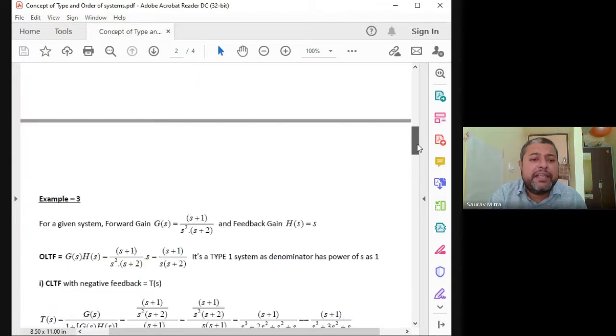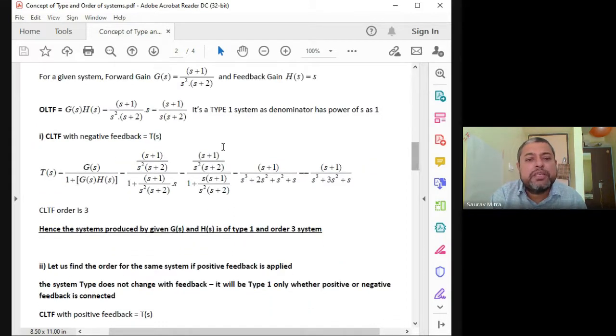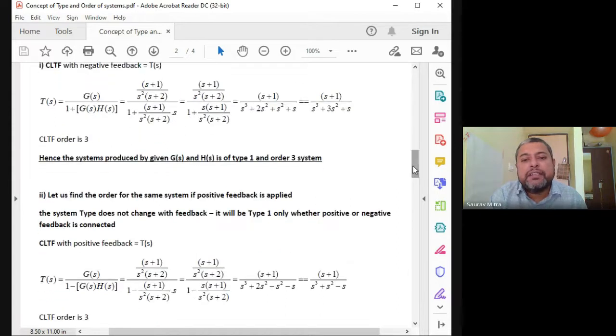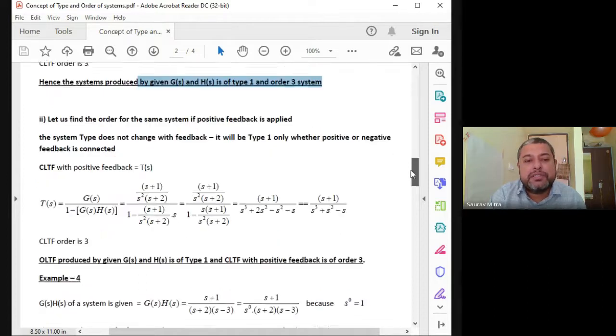Next, we are finding G(S) has a square term in the denominator and H(S) equal to S. So if we multiply G(S) and H(S), one of the S square gets cancelled. So in the denominator of GSHS, we find there is only one S. That means type of the system is equal to 1. And how can you find the order of the system? Put this into the closed loop transfer function. You find this is S cube plus 3S square plus S. That means order of the system is equal to 3. So it's a type 1 order 3 system. Hence the system given by GSHS is a type 1 order 3 system.